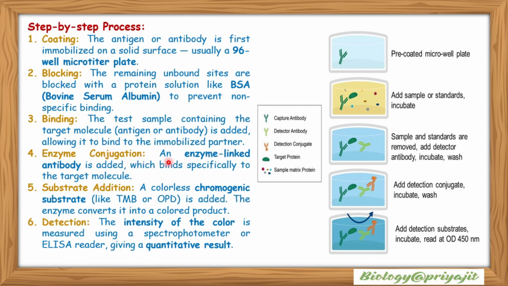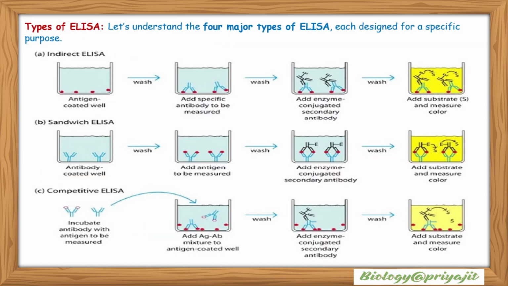Then enzyme conjugation: an enzyme-linked antibody is added, which binds specifically to the target molecule. Then substrate addition: a colorless chromogenic substrate like TMB or OPD is added. The enzyme then converts it into a colored product. Detection: the intensity of the color is then measured using a spectrophotometer or ELISA reader, giving a quantitative result. Types of ELISA: there are basically four types of ELISA: direct ELISA, indirect ELISA, sandwich ELISA and comparative ELISA.